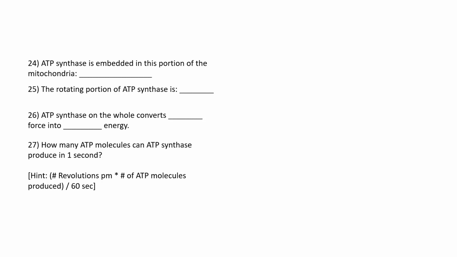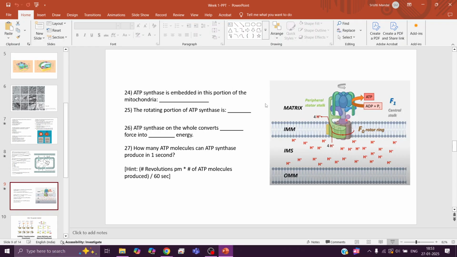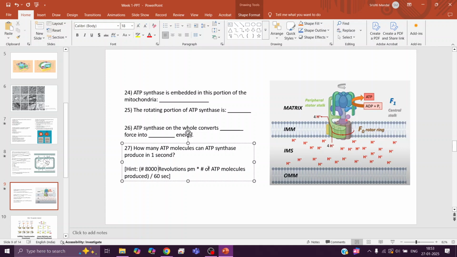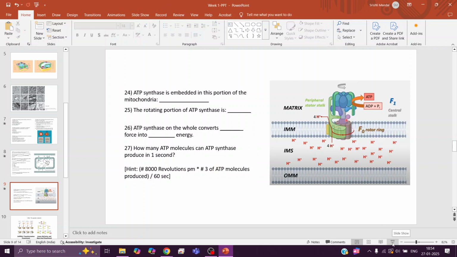So, revolutions per minute, 8,000, right? Maybe I can write it in the slide for you. So, there's 8,000 revolutions per minute, and the number of ATP molecules is 3. So how would you do this? It would be 8,000 multiplied by 3. So that's the total number of ATP molecules across all of the revolutions in 1 minute. So then you just divide it by 60. And so then that is 400, exactly. So that divided by 60 will be 400, right?